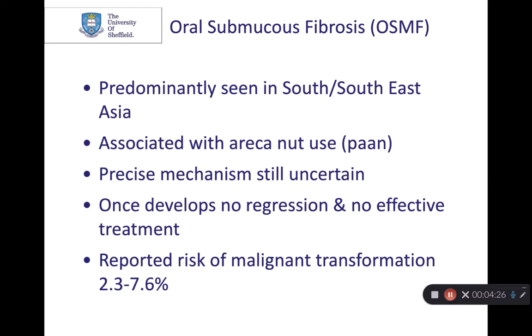And in particular in patients who have used this for a long period of time, the submucous fibrosis can be a very debilitating condition. The precise mechanisms whereby it arises are still unclear, but it's pretty much the case that once you've got it, there's not really any way of getting rid of it. And the malignant transformation rate, largely from large cohort studies in India, is as presented there, perhaps about 5%.